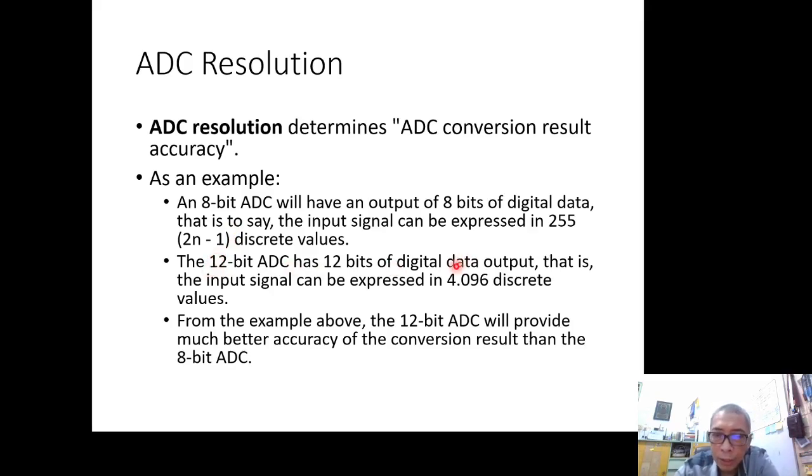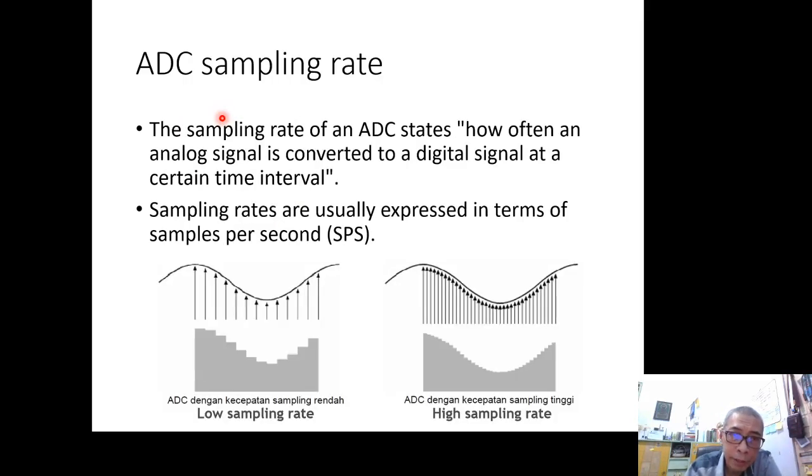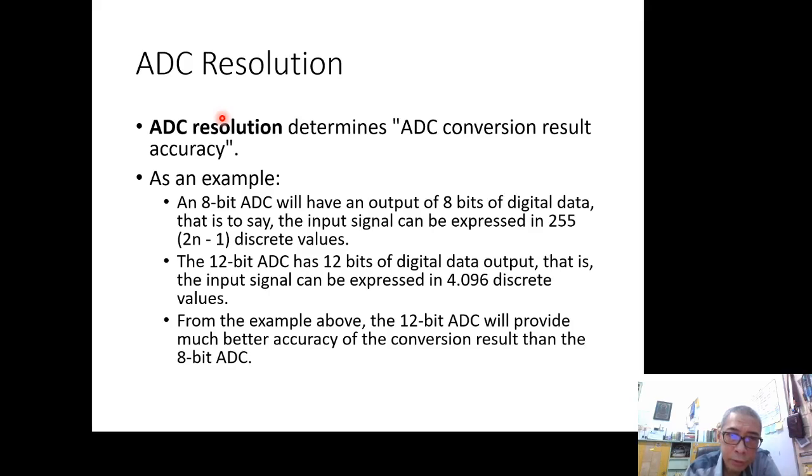So with only 10 bits, you can only have 1024 discrete values, from 0 to 1023, because of the 10-bit resolution. That's the ADC resolution. Sampling rate, and the second is resolution. Those are the important features of the ADC.